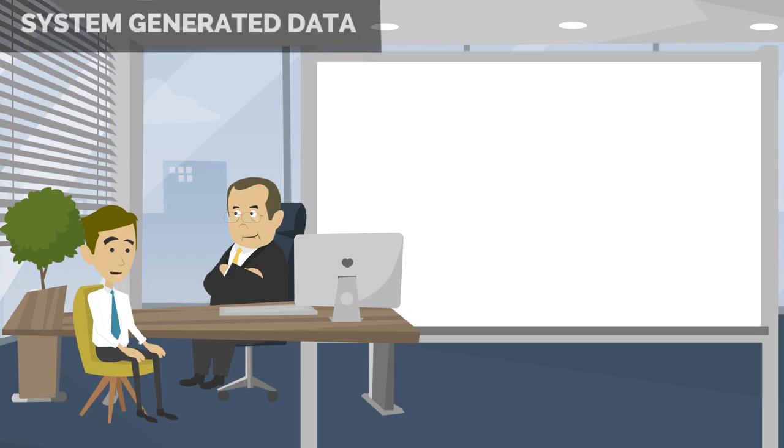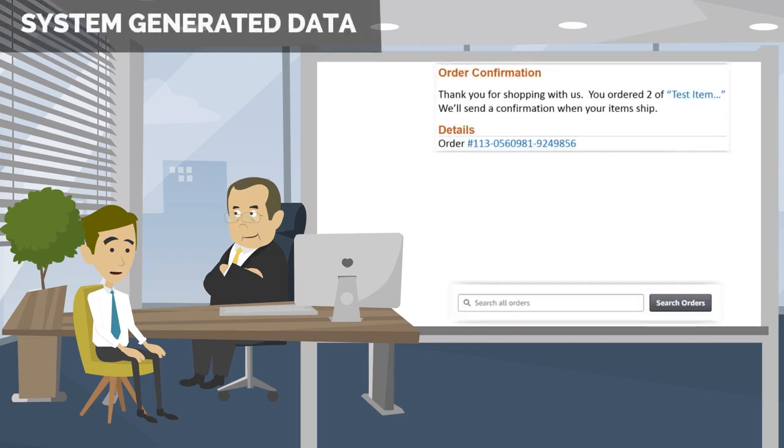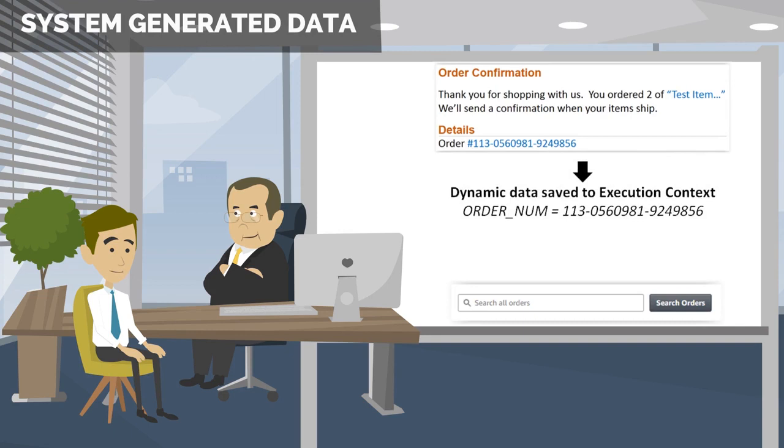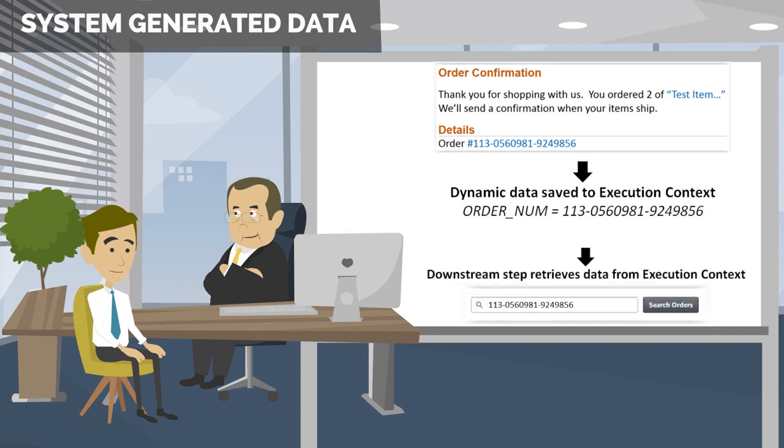Finally, from a data perspective, we have system-generated data. This is where the system you're testing generates data that needs to be used in downstream testing activities. In this case, an order number from an e-commerce site. To address this need, we've implemented a concept we call execution context. The execution context is essentially a storage area that allows us to persist values. The values can be retrieved by subsequent test steps during the same execution or even in separate executions at a later date.